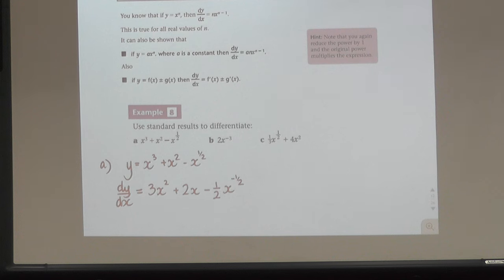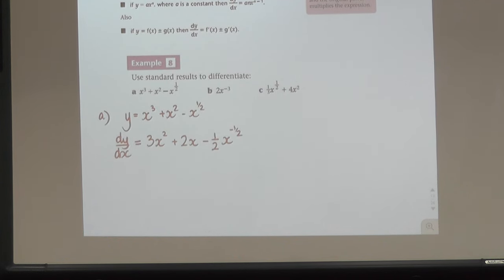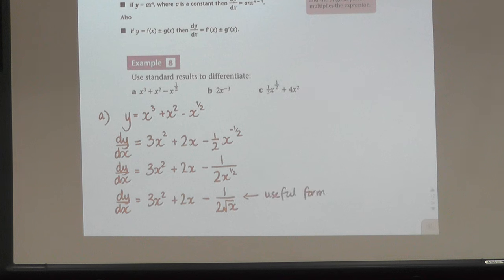Now that's where your laws of indices come in, and we can write that in a different way. So what we would do, especially if we need to substitute a value of x in, the first two are absolutely fine, but then the last one is 1 over 2x to the half. And x to the half actually means? Square root of it, yeah? So, again, that could be written as simplified. So 3x squared plus 2x minus 1 over 2 root x. And this one is a useful form when we substitute values of x. Happy with that?